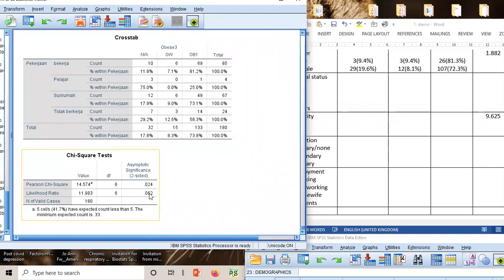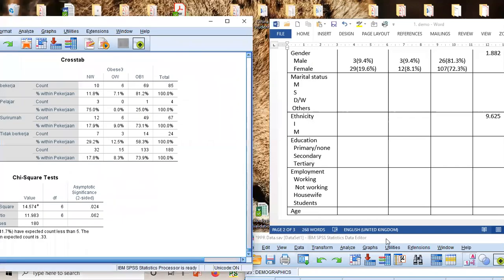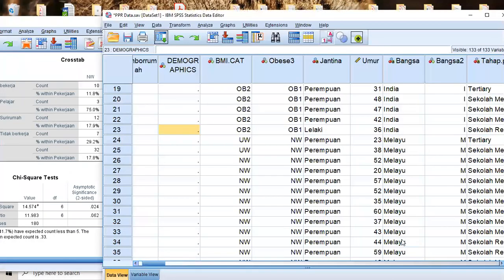Does it make a difference? Yes, there's a significant difference. But this count is less than 1, right? That means some counts are very small, like 0. Look at this count, right? 0. So what shall I do? Pelajar. What shall I do with the pelajar? Can we combine it with tidak bekerja? Okay. So don't have to drop it, like Sabah just now dropped it, because I couldn't combine with the Malays.